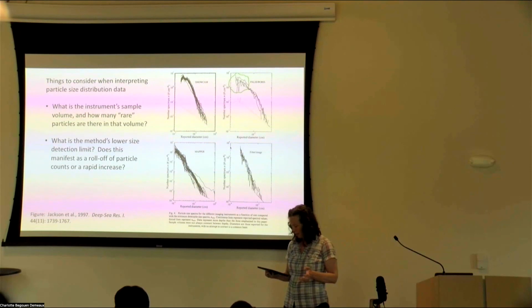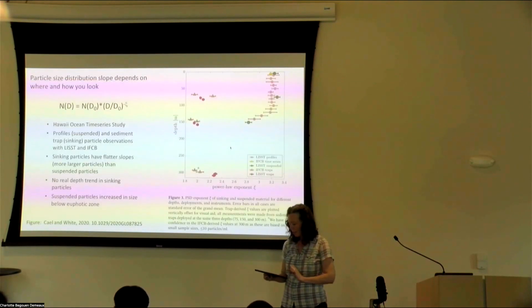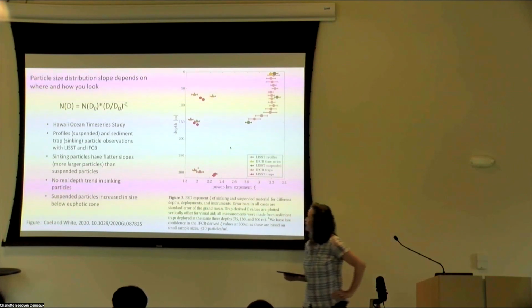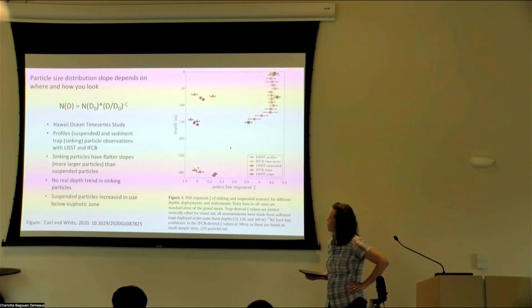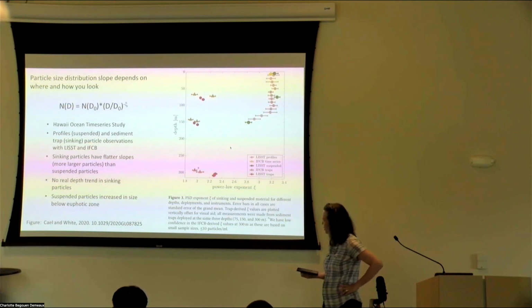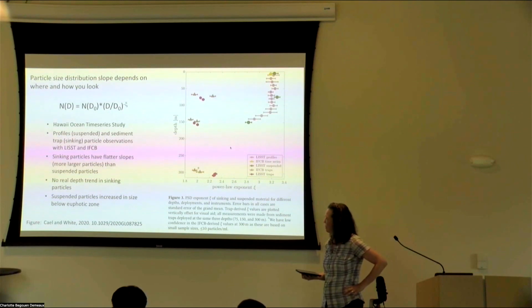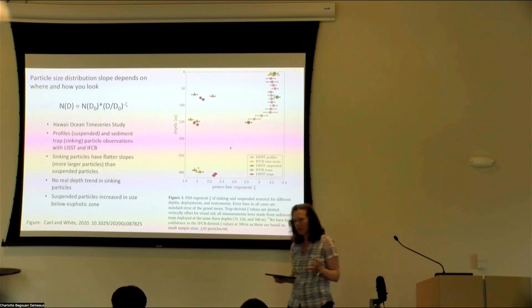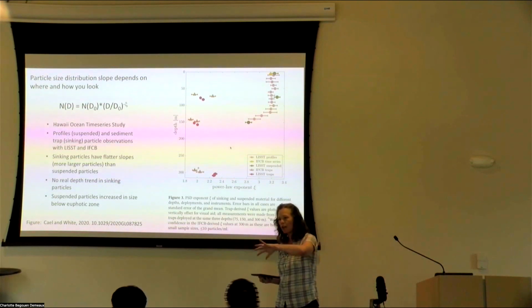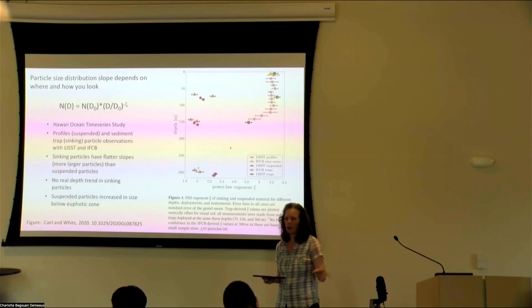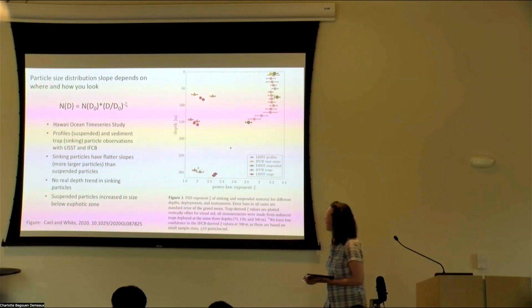Okay, so leaping forward in time, I'm just going to show you one example that also illustrates this power law size distribution slope. This is from a more recent paper, just 3 years ago. B.B. Cael and Angelique White looked at the particle size distributions of particles in the water column and in sediment traps at the Hawaii Ocean Time Series station, which is in the North Pacific subtropical gyre.